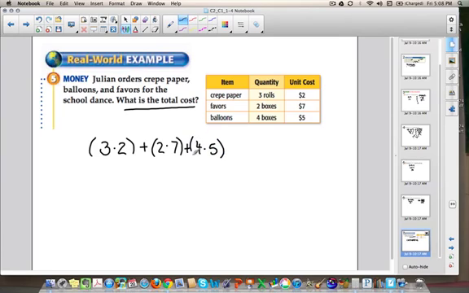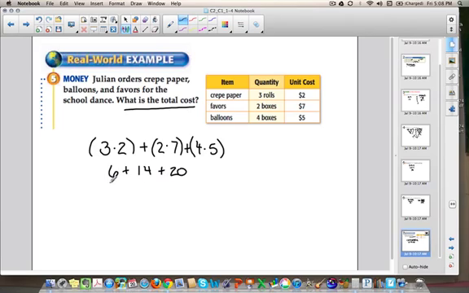And now I'm going to apply the order of operations in order to figure this out. Well, I'm going to ask myself, are there any parentheses? Yes, there's lots of them. There's actually 3 sets of them, and I'm going to start from the left and go to the right. So here, on my leftmost set, 3 times 2 is 6. Plus, here's another set of parentheses, 2 times 7 is 14. Plus, 4 times 5 is 20.